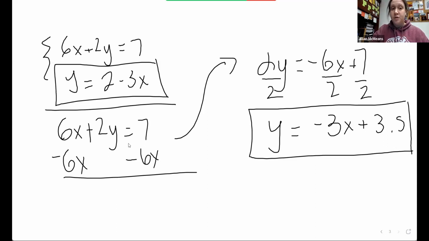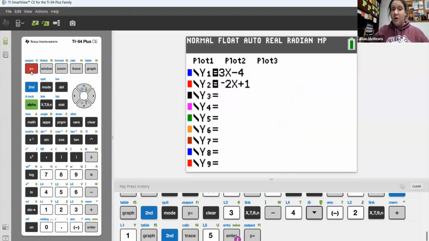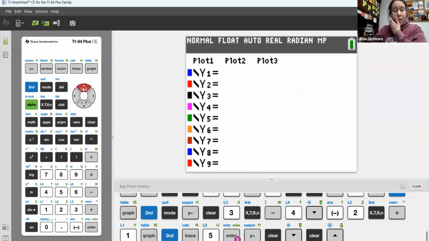Okay, so I'm going to go back to the calculator. I'm going to go to y equals. I want to clear out the old system. I don't want it there anymore. So I'm going to hit clear. That clears out the first equation. Hit the down arrow, hit clear. Clears out the second equation, and then I'm going to go back to y1.